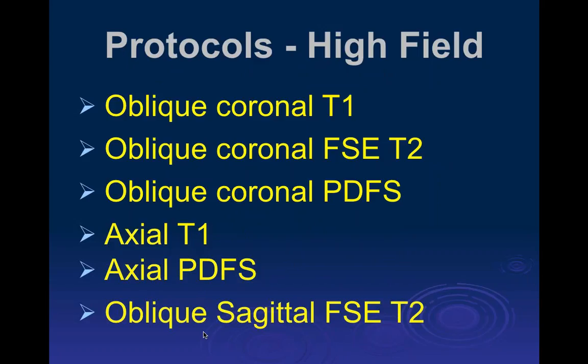Now, protocols, there are many different ways to do good imaging of the shoulder. Mine is a little bit different than a lot of people use in this day and age. I like 3 sequences in the coronal plane, 2 in the axial, and an oblique sagittal, and I don't like to use as many fat suppressed sequences as most people like to do.